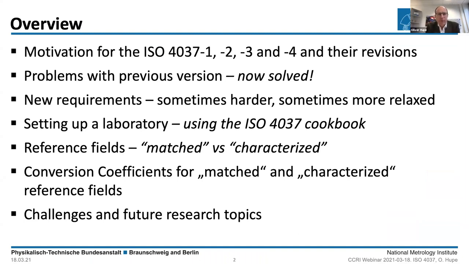Overview: as I said, it will give the motivation for the revision. We'll talk about the problems we had with the previous version, and the requirements, which are sometimes harder, sometimes more relaxed, and why. And how to easily set up your lab by using this ISO as a cookbook. We will talk about the terms matched reference fields and characterized reference fields. And we will have a look at the conversion coefficients for matched fields and how to determine them for characterized fields. Then we will have a look at the challenges and future research topics. And by far, not all problems are solved today.